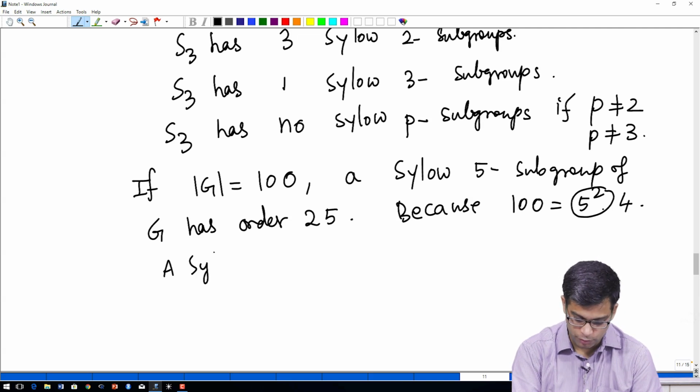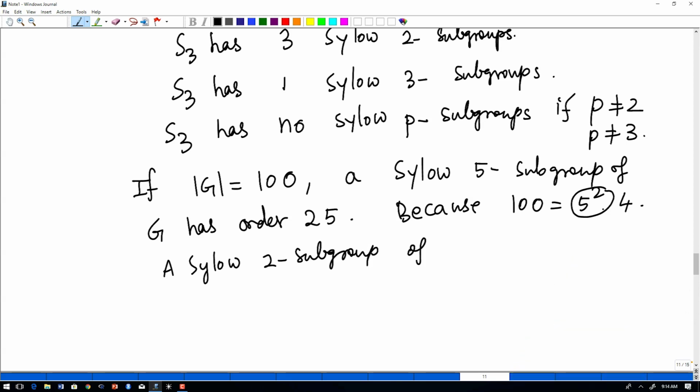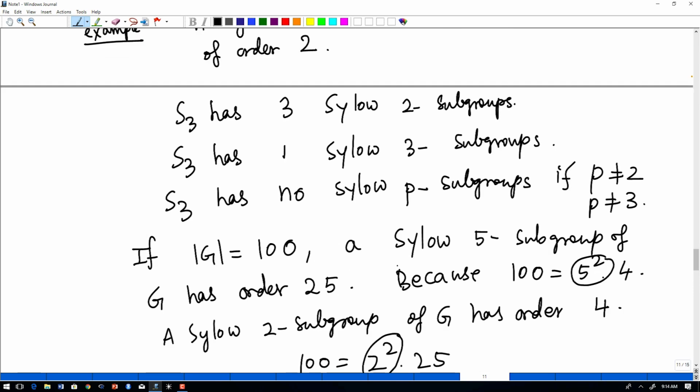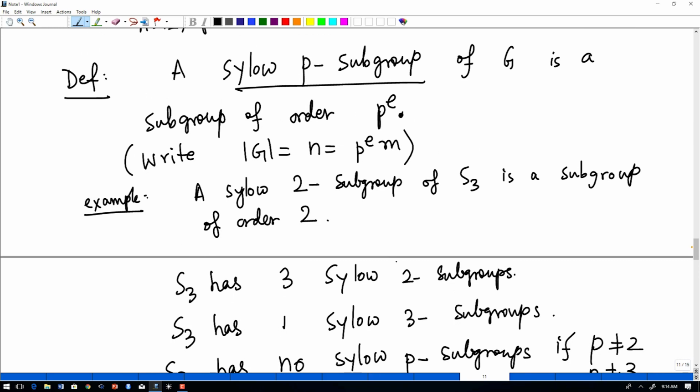Similarly, a Sylow 2 subgroup of G has order 4, because 100 is 2 squared times 25. So a Sylow 2 subgroup will have order 4, that is 2 squared. So we look at the largest power that divides the order: for a Sylow 2 subgroup it is not 2, it is 4. Similarly for a Sylow 5 subgroup it is 25. So these are Sylow p subgroups of a finite group G, and the Sylow theorems are statements about their existence, their properties, how many there are and so on.